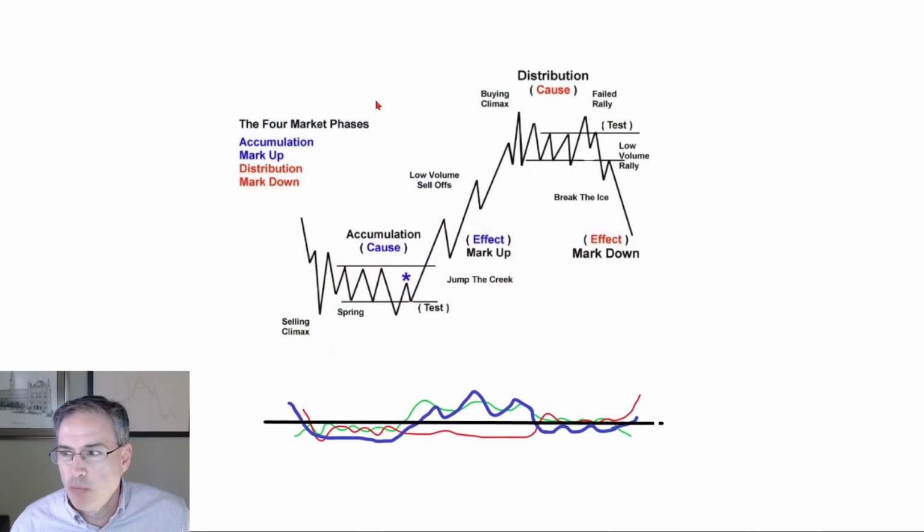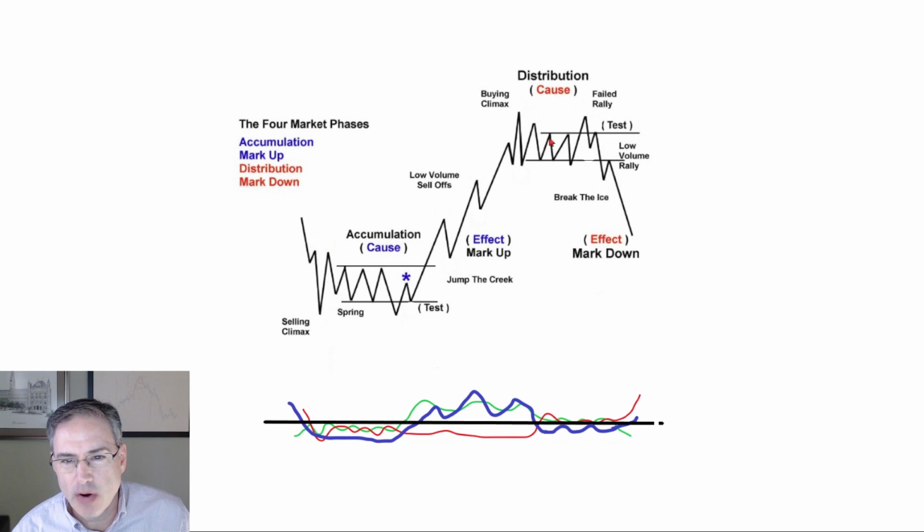I want to just use this chart, this graphic, to give you a pretty good idea. Up top here is basically a standard Wyckoff look, where he mentions four market phases: accumulation, the markup, distribution, and markdown. And obviously these are in blue because those are more bullish. The red is more bearish.